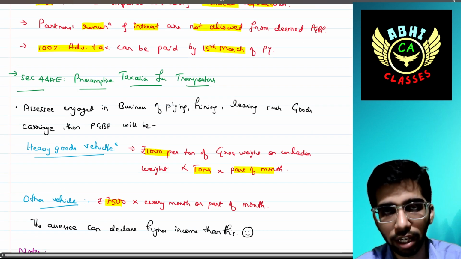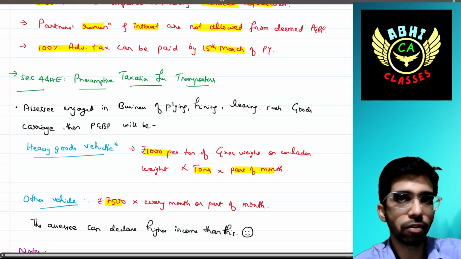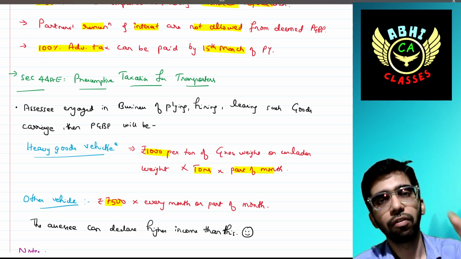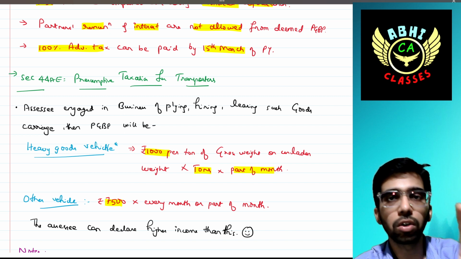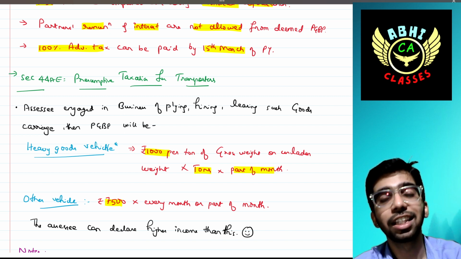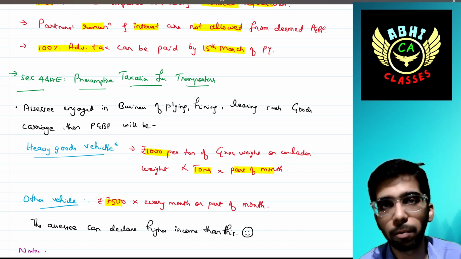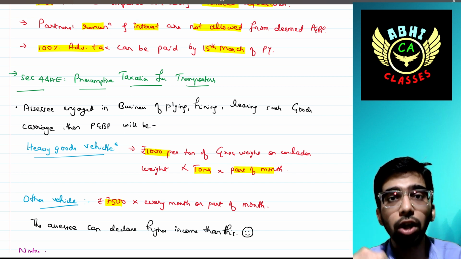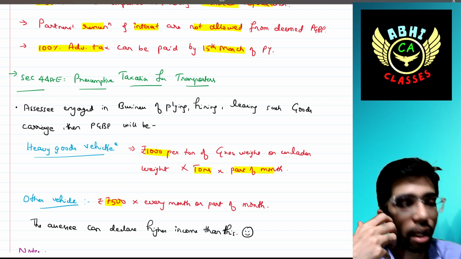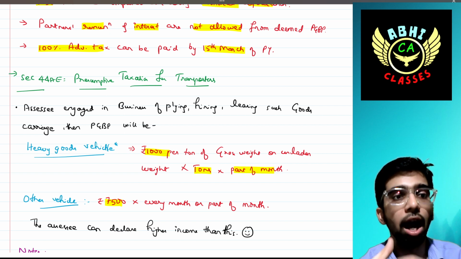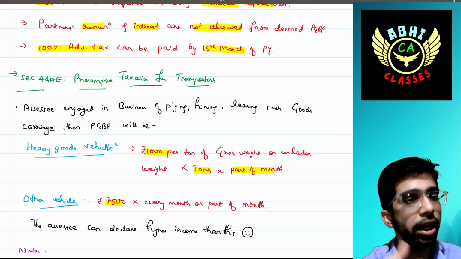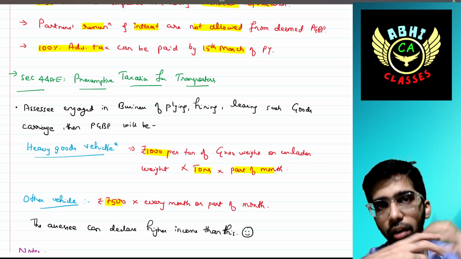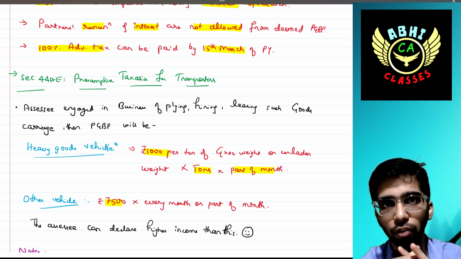Section 44AE, we have talked about in brief. If I am disclosing lesser than 44AE, then in that case also I need to get my books of accounts audited. What do we mean by 44AE? The presumptive taxation for transporters. If I am having transportation facilities, then I can declare the income under section 44AE.